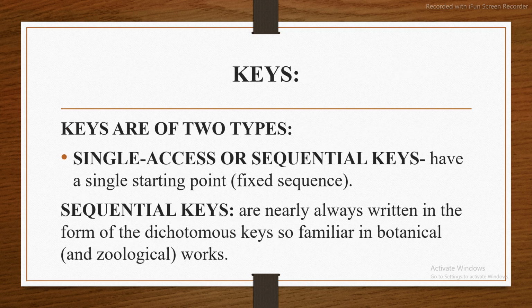Next topic is about the keys which are used for identification. So keys are of two types. First is single access or sequential keys. They have a single starting point or fixed sequence. These are called single access or sequential keys. So what is meant by the sequential keys? These are nearly always written in the form of dichotomous keys, so familiar in the botanical and zoological works.